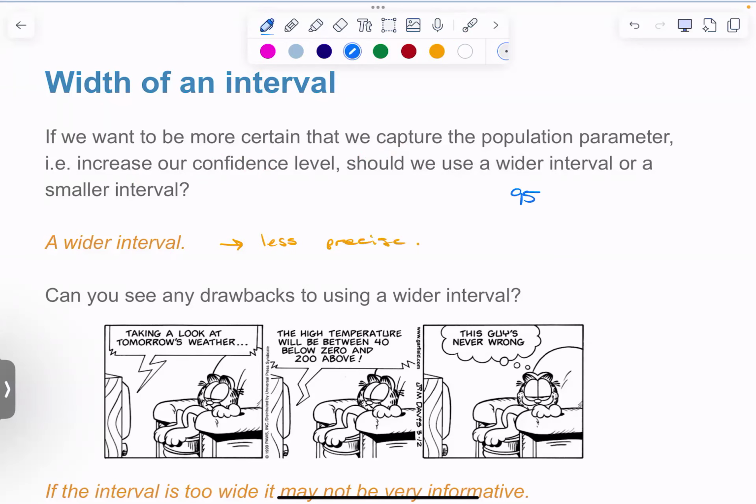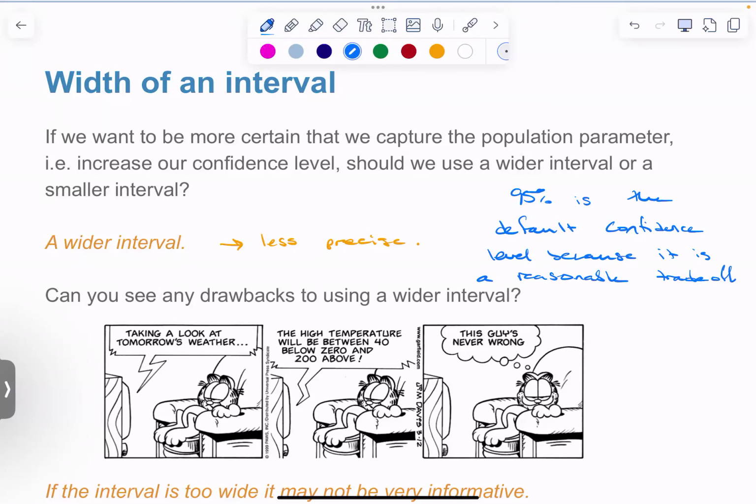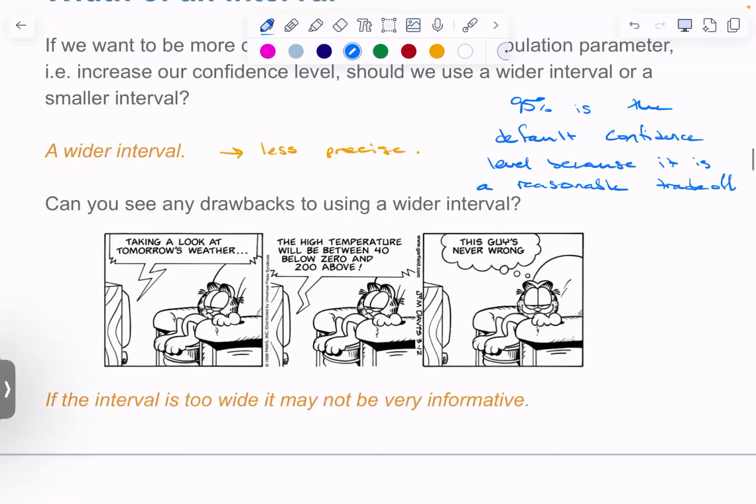And so 95% is the default confidence level, because it is a reasonable trade-off between confidence and precision.